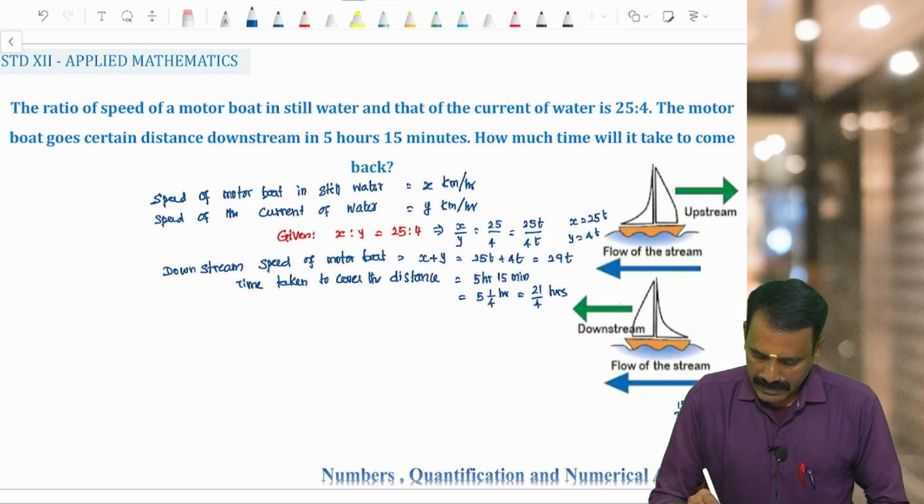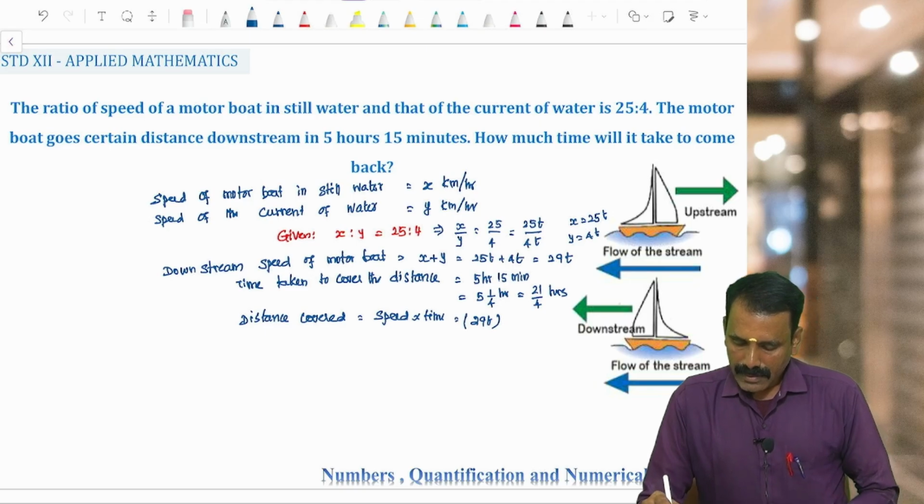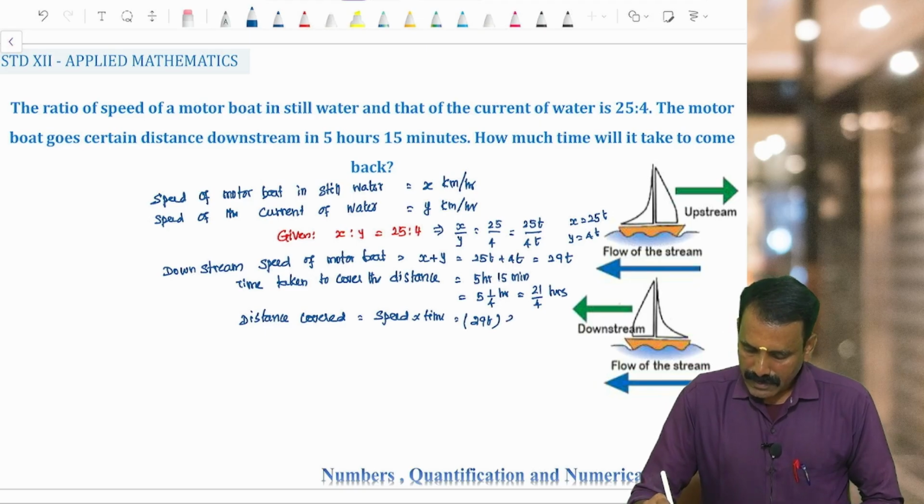So distance covered during this time, distance covered by the motorboat will be equal to speed into time. Speed is 29t and the time is 21 by 4.